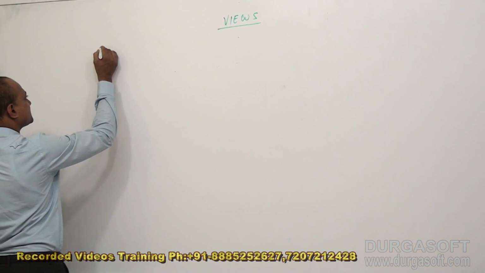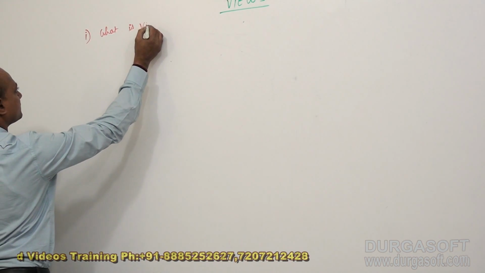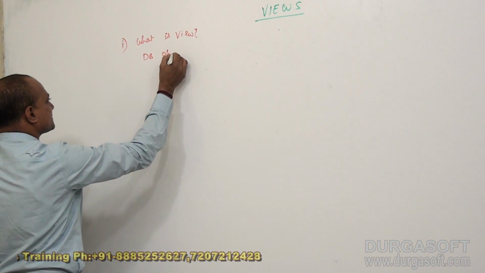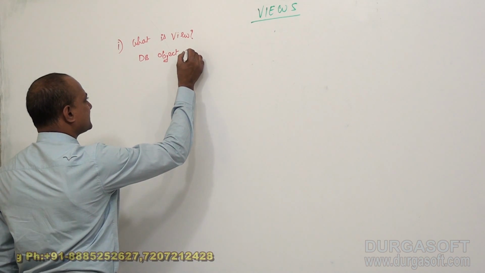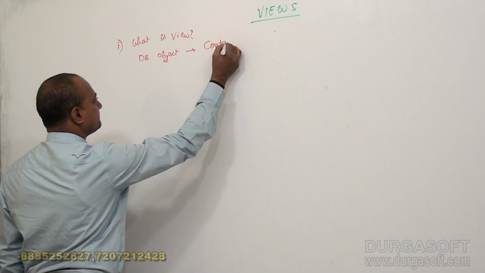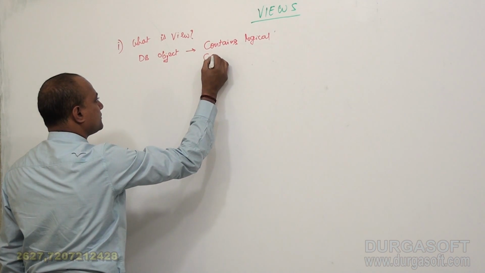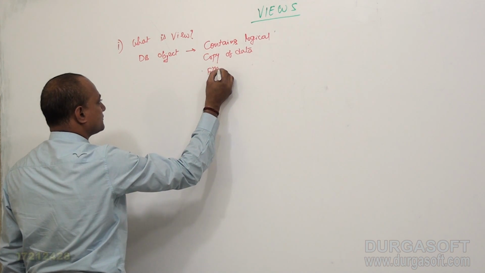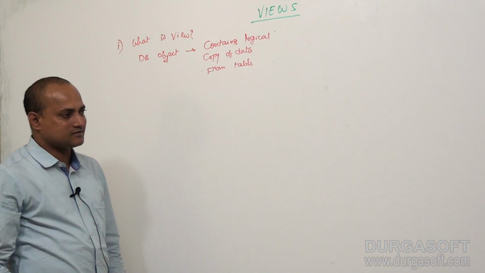So what is a view? First point: a view is a database object. It is also just like a table. It contains a logical copy of data. Logical copy of data from a table, remember, or tables. Maybe it is from a single table or multiple tables.